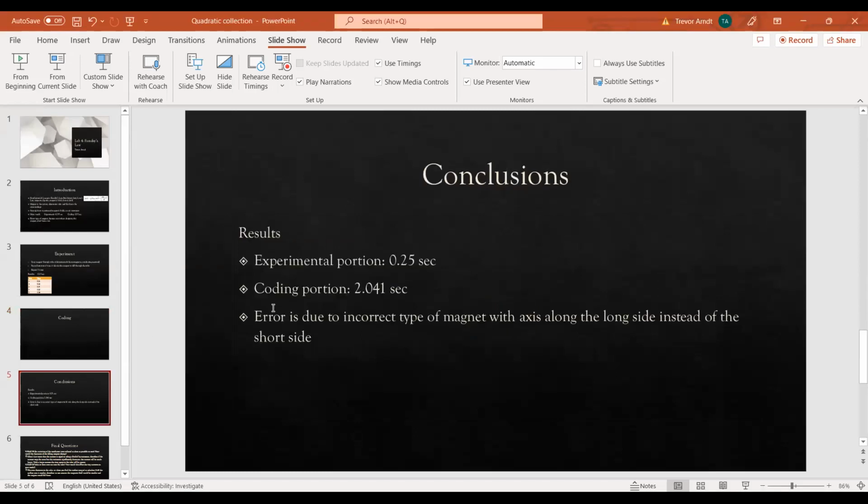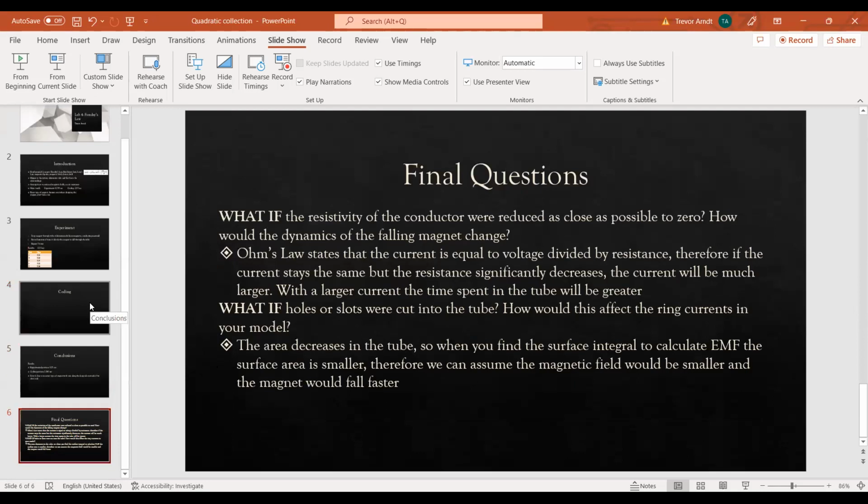So my conclusions, you can obviously see that the times are very different, and I believe this is due to the type of magnet, as I said. And here are a couple questions. So what if the resistivity of the conductor was reduced as close as possible to 0? How would that affect the dynamics of the falling magnet?